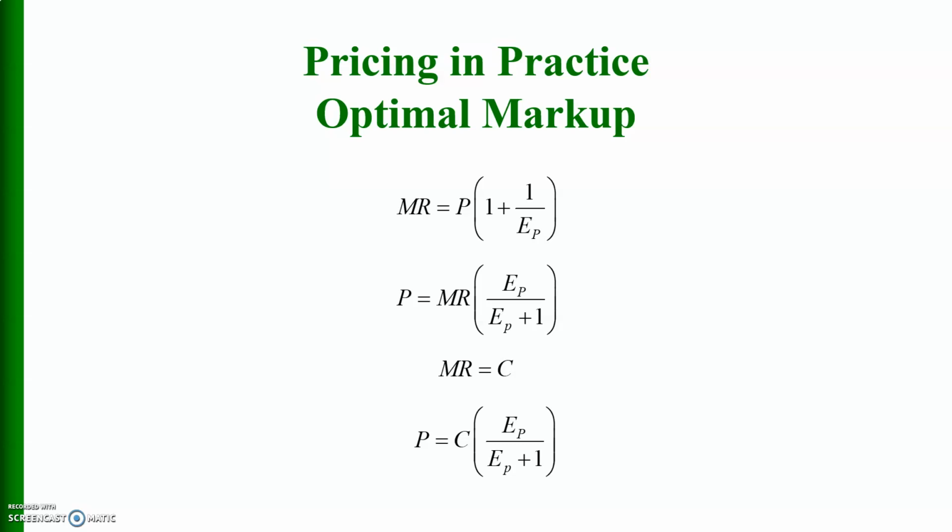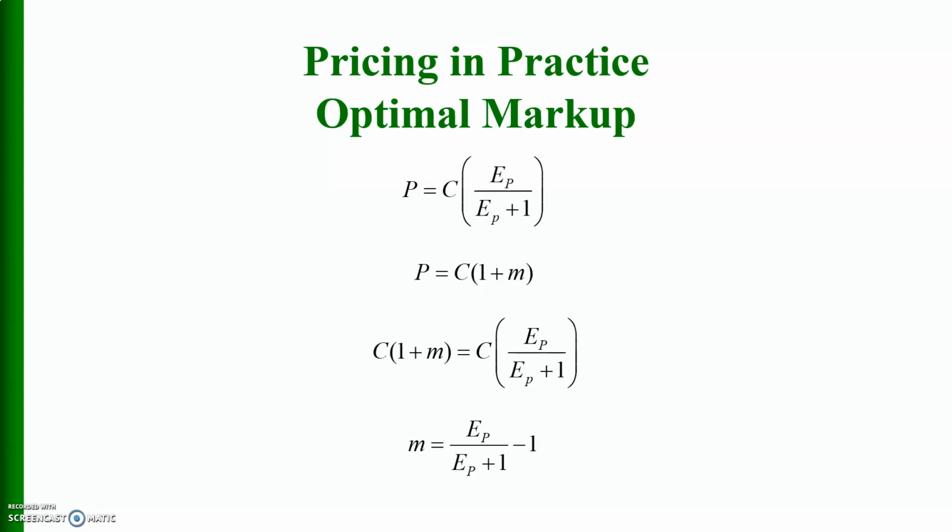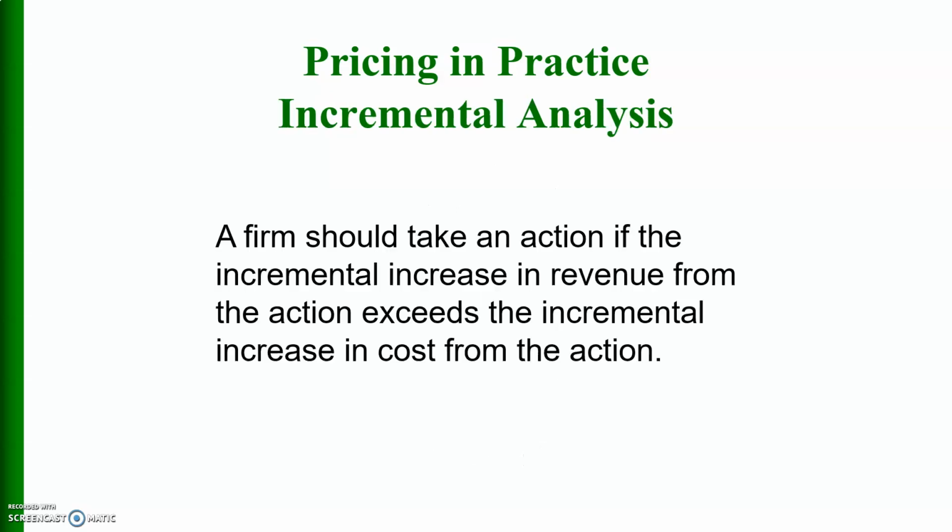Optimum markup, and MR is equal to P times (1 plus 1 divided by price elasticity), and P is equal to MR times price elasticity of demand divided by (price elasticity of demand plus 1), and MR should be equal to C. So finally we have P is equal to C times EP divided by (EP plus 1). And there is some more detail.